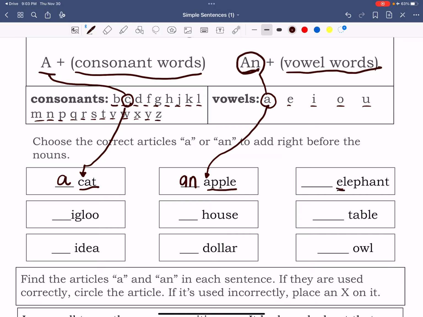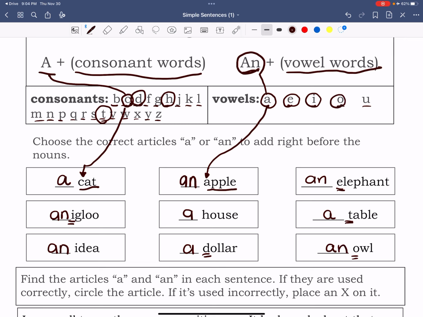Elephant starts with E. E is a vowel, so we would say an elephant. Igloo starts with I. I is a vowel, so we would say an igloo. House starts with H. H is a consonant, so we would say a house. Table starts with T. T is a consonant, so we would say a table. Idea starts with I. I is a vowel, so we would say an idea. Dollar starts with D. D is a consonant, so we would say a dollar. And finally, owl starts with O. O is a vowel, so we would say an owl.